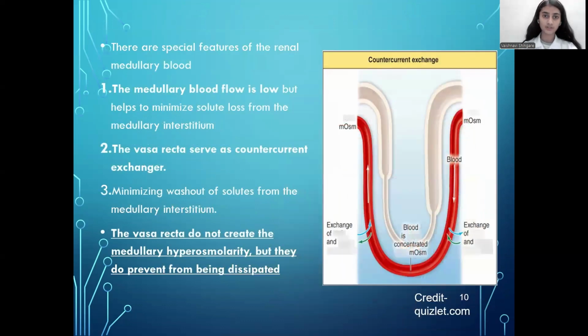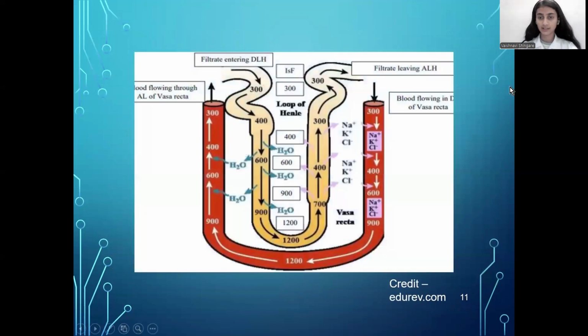Here are some special features of the renal medullary blood flow. The medullary blood flow is low but helps in minimizing the solute loss from the medullary interstitium. The vasa recta serves as a countercurrent exchanger, minimizing the washout of solute from the medullary interstitium. It is important to remember that the vasa recta do not create the medullary hyperosmolarity, but they do prevent it from being dissipated. As we can see in this picture, the reabsorbed ions are absorbed in the vasa recta and hence recirculated. This is how the medullary interstitium's hyperosmolarity is maintained.